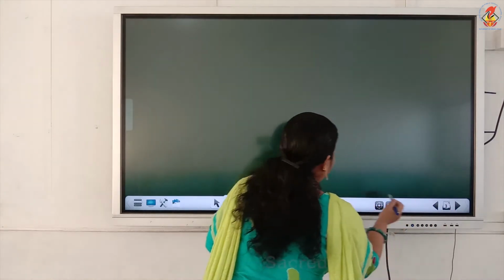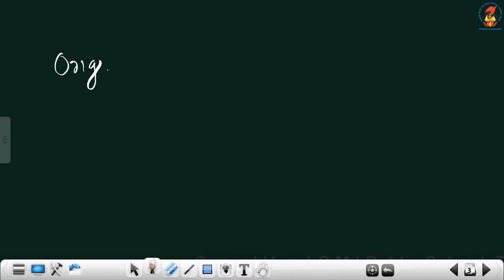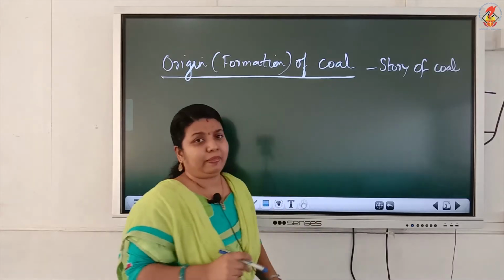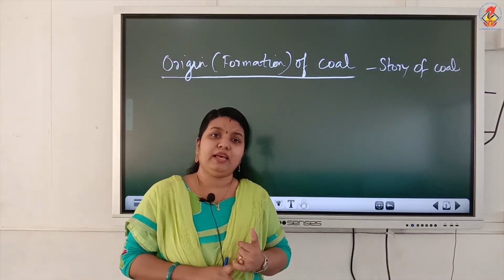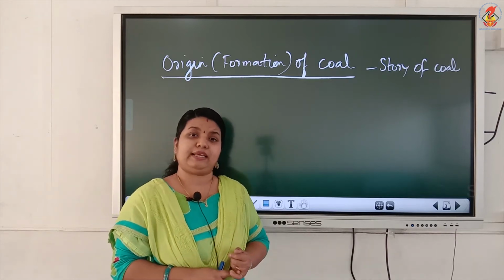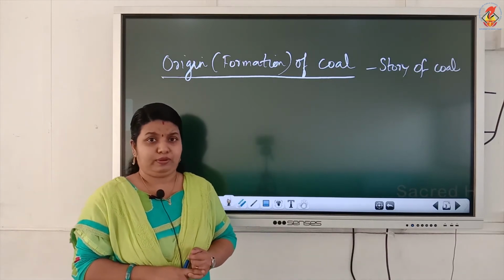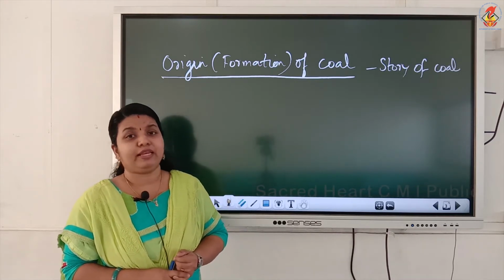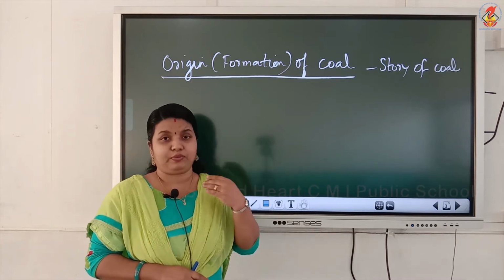Now the next is a very important topic, origin of coal. Origin or formation: how is coal formed in nature? In your textbook it is given as the story of coal. So you have to learn it. It's an important question: how is coal originated in nature, or explain the process of formation of coal. As we know, coal is a fossil fuel. It is obtained from the dead remains of living organisms. So we will see what the process is.